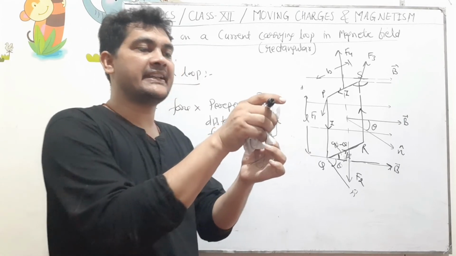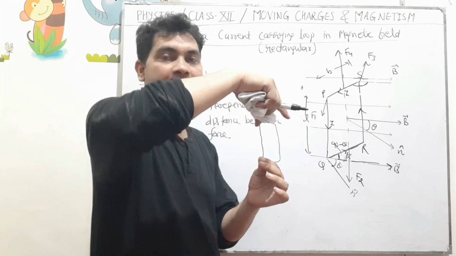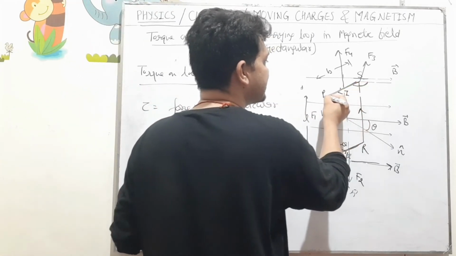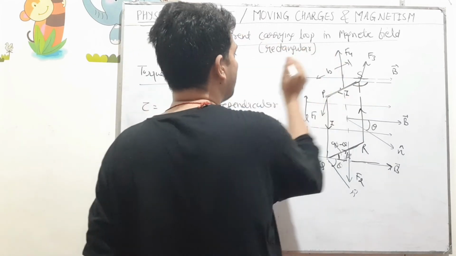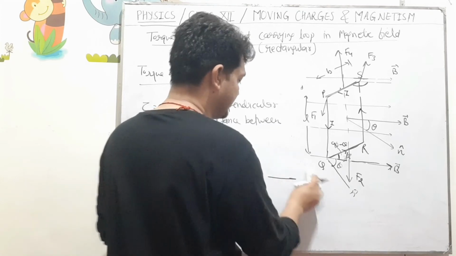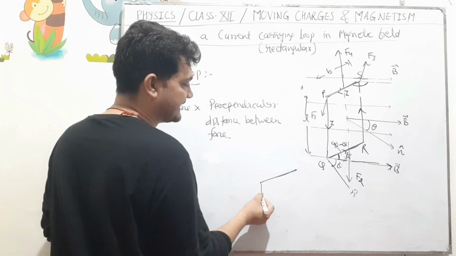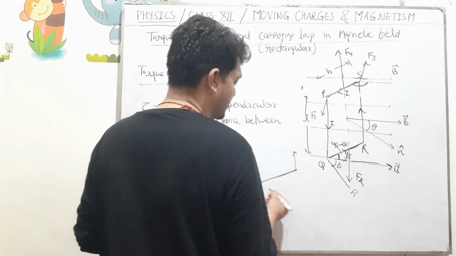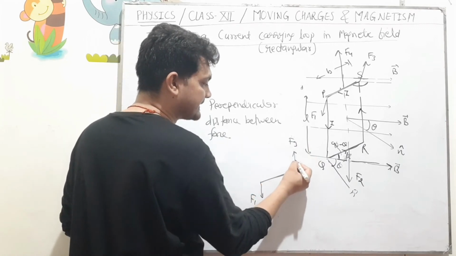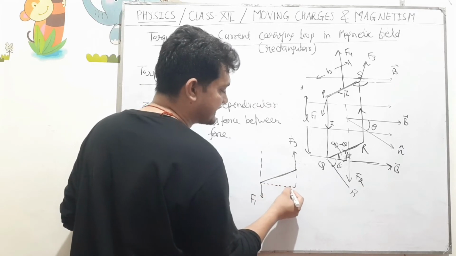F1 is outward here, F3 is inward here. Now we want to find the perpendicular distance. If you see this wire from the top, suppose this wire is PQ, then force on this is in this direction, force on this is in this direction, meaning this is F1, this is F3. Then what is the perpendicular distance between these forces? This is the perpendicular distance.